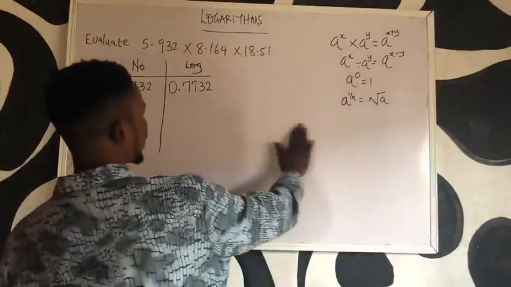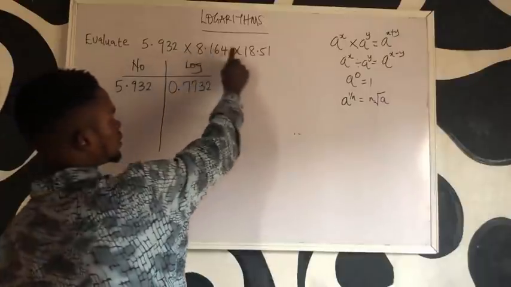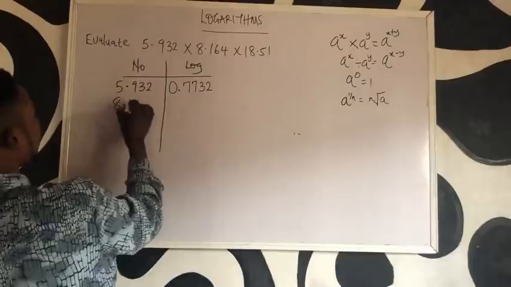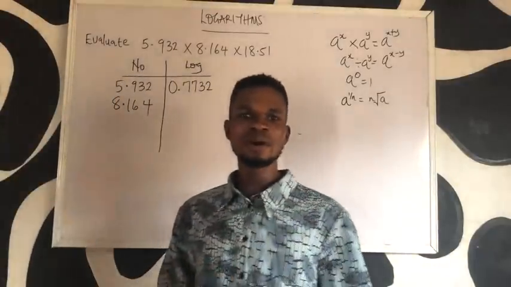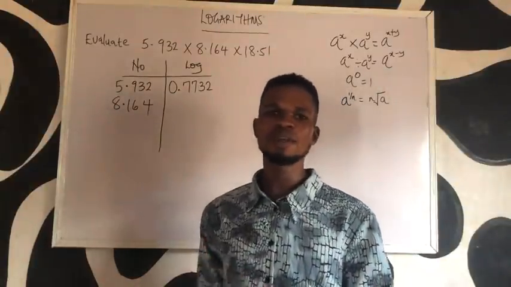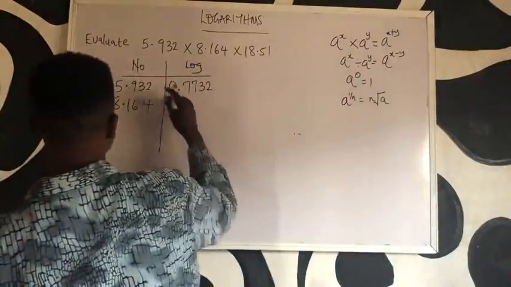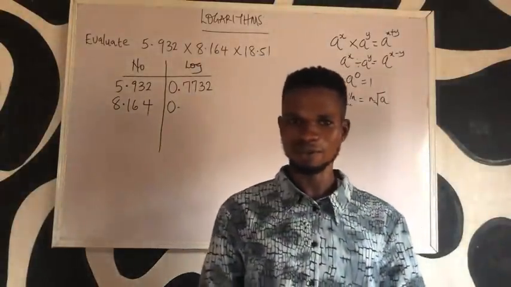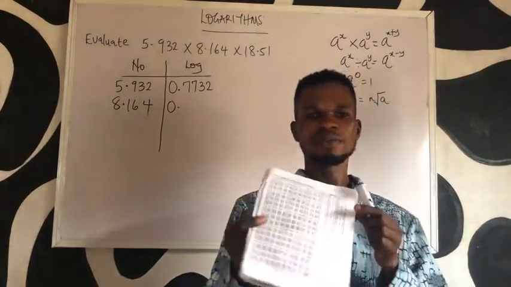Okay, that's the first one. Then the second number, don't forget, we have multiplication. They are multiplied together. So the second number is 8.164. Again, how many numbers before the decimal point? A number, 1. 1 minus 1 is 0. We have 0 as the characteristic. We have to evaluate this without the use of a calculator. That's why we are checking up our logarithm tables.